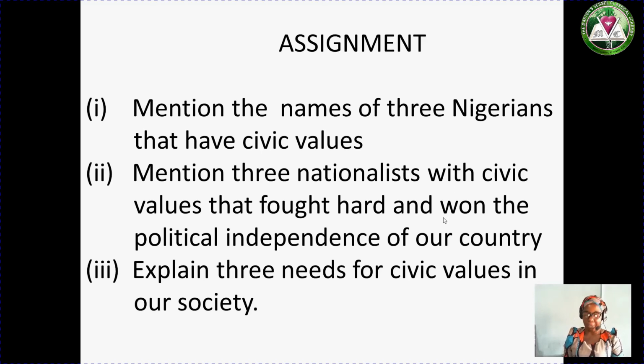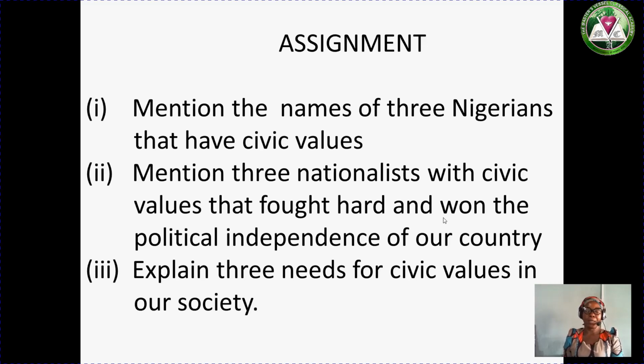Now, take your assignment. And this assignment, make sure you do it very well. Number one assignment says, mention the names of 3 Nigerians that have civic values. Remember, I gave you up to 5 names. Just mention only 3. Number 2, mention 3 nationalists with civic values that fought hard and won the political independence of our country.